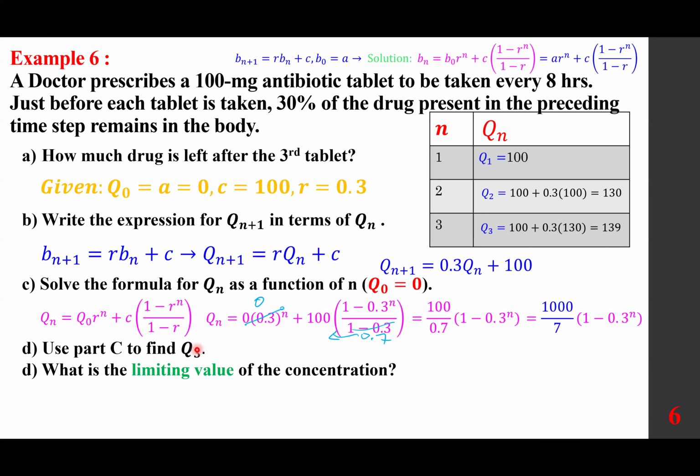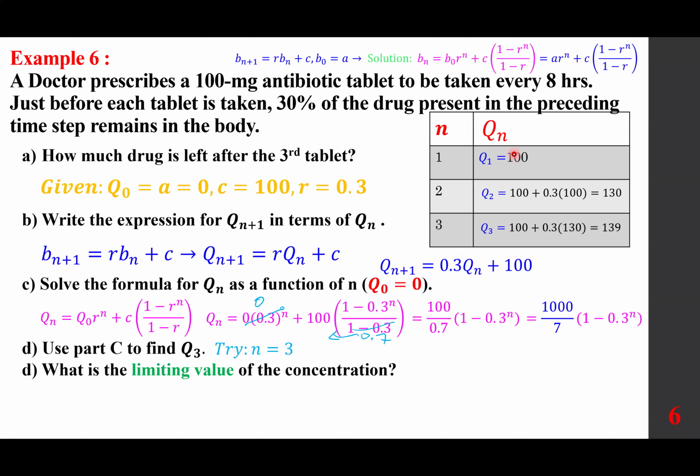It says use part C to find Q sub 3. In this formula, n equals 1 gives you the first one, 2 gives you the second one, 3 gives you the third one, and I highly recommend you try it. For example, 1 is easy to see, becomes 1 minus 0.3, which is 0.7, divided by 7 is 0.1 times 1,000 gives you 100, and you can try the other ones.